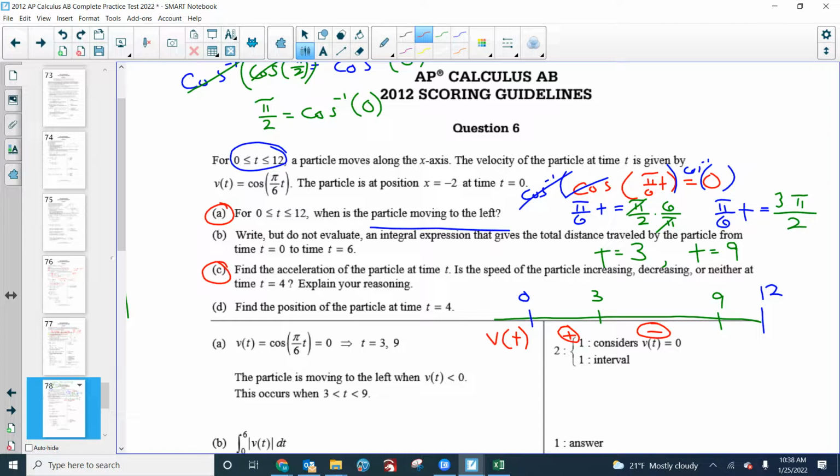How about 11? 11 is between 9 and 12. What's cosine of 11 pi over 6? Wait, 11 is 1 less than double the denominator. That's enough. Fourth? Cosine positive or negative in the fourth? Positive.